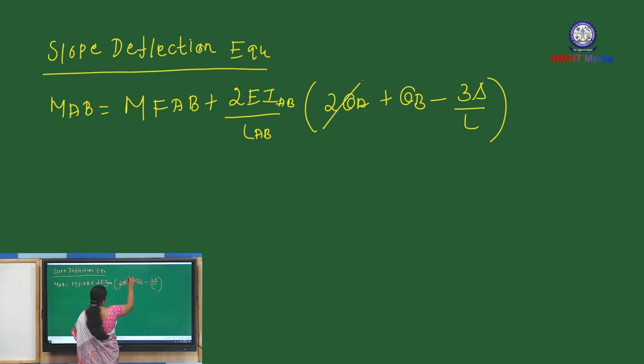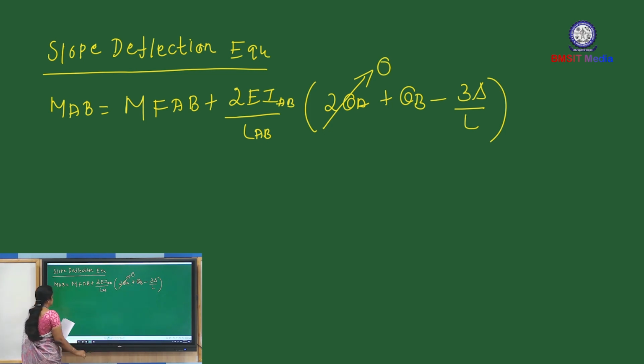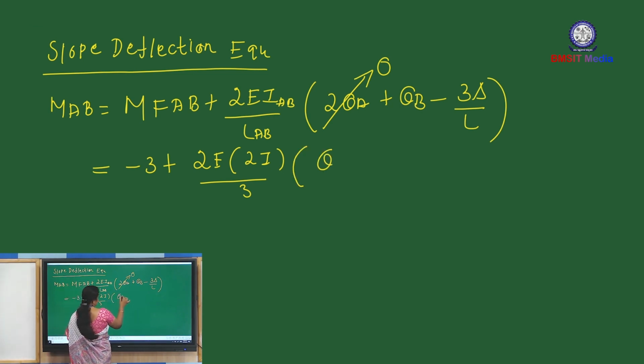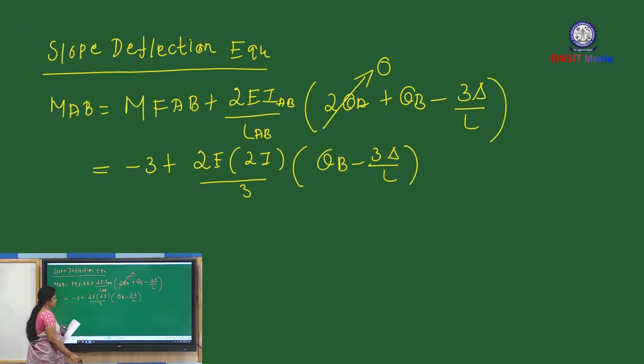So at the fixed support there is no rotation, so theta A equal to 0. Now substitute the corresponding values here. M_FAB equal to minus 3 plus 2EI. We know that the moment of inertia of the member AB is 2I, it is given in the problem. And the length of the span is 2. Then theta B minus 3 delta divided by L, where length L equal to 3 meter.